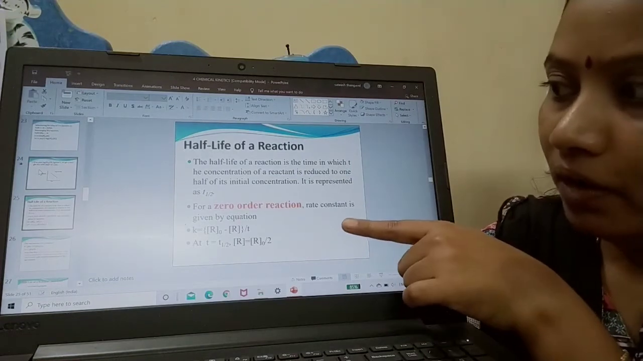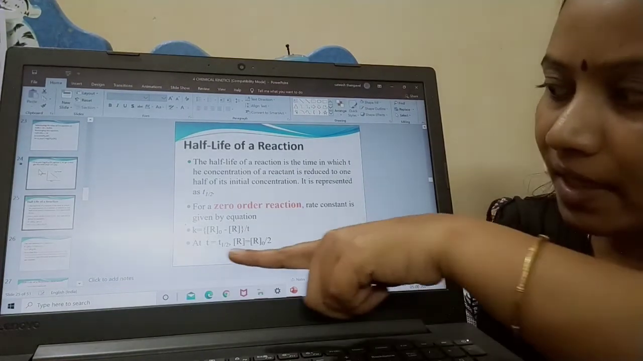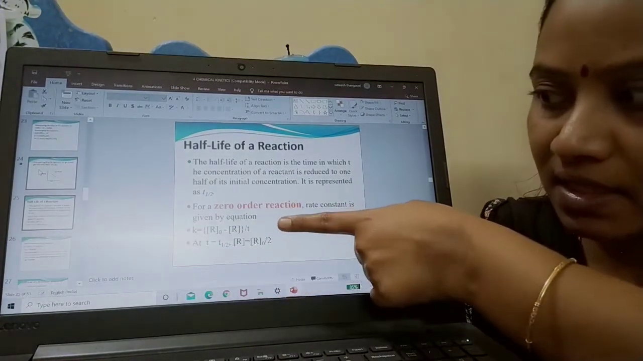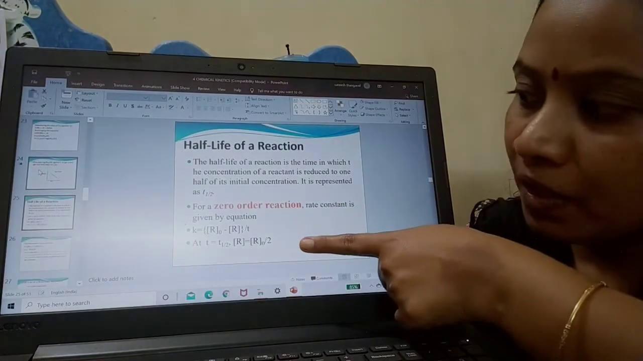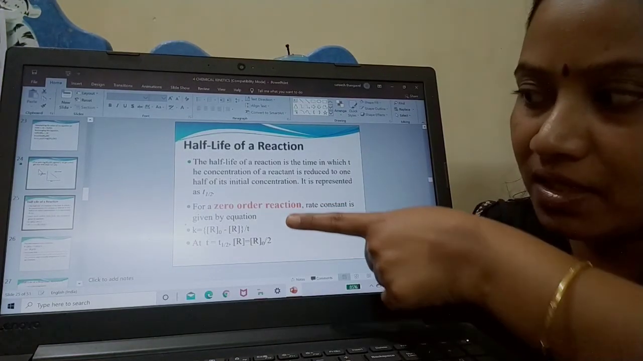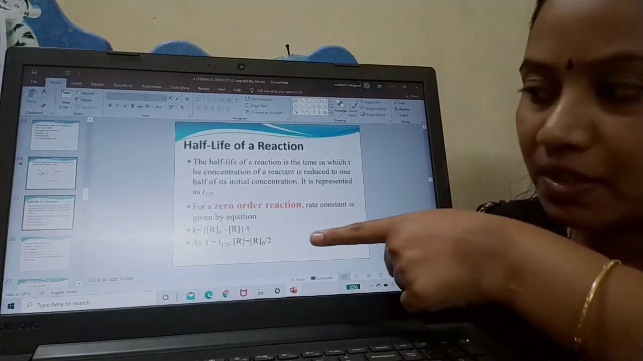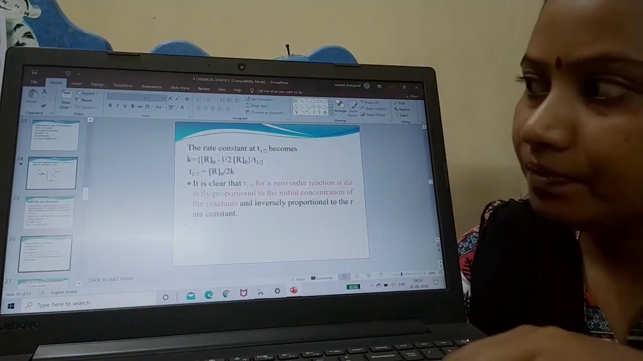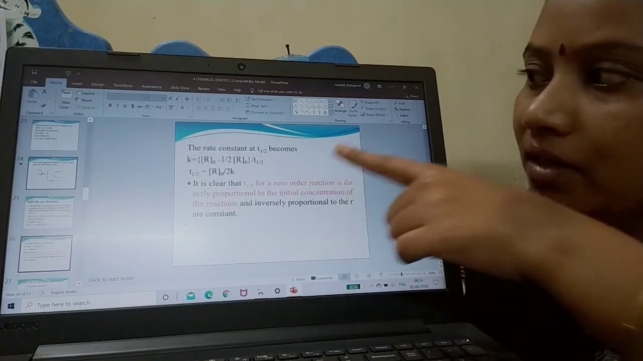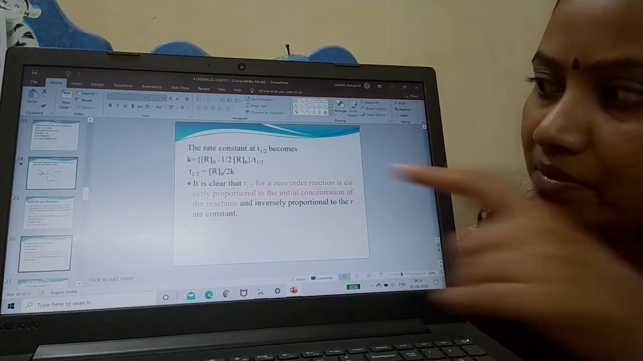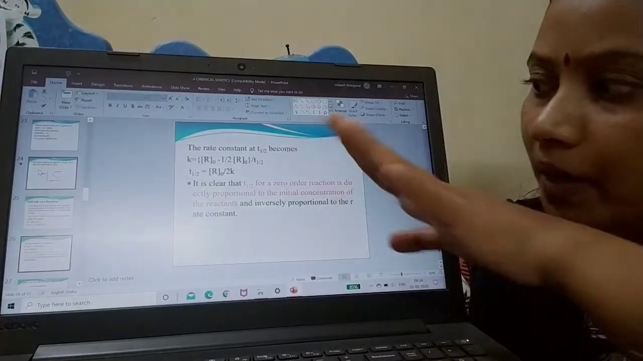Now, for a zero order reaction, this is the rate constant of the reaction. Now, what happens at time t half? This is at the initial concentration. If time is equal to t half, what happens to the reaction? Okay. Now here t half becomes R0 by 2K.